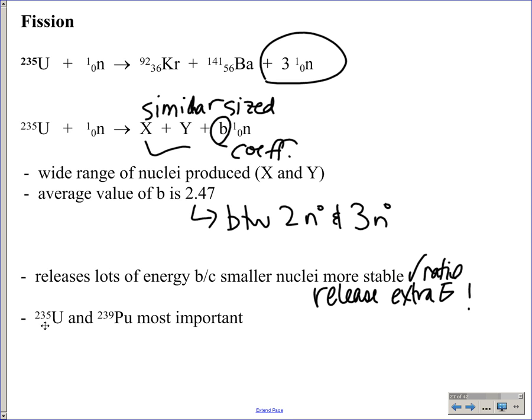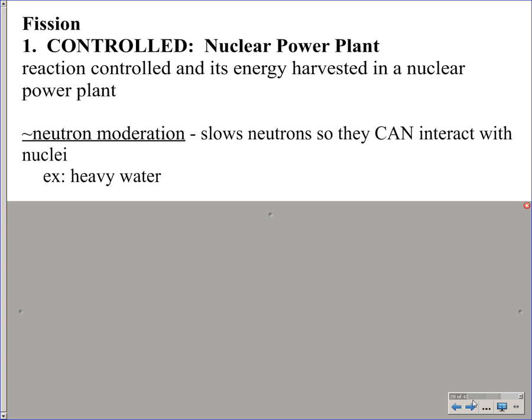And then you'll notice that U-235 and plutonium-239 are the most commonly used ones in fission. Okay, so now we're going to talk about nuclear power plants a little bit before we actually talk about fusion reactions.